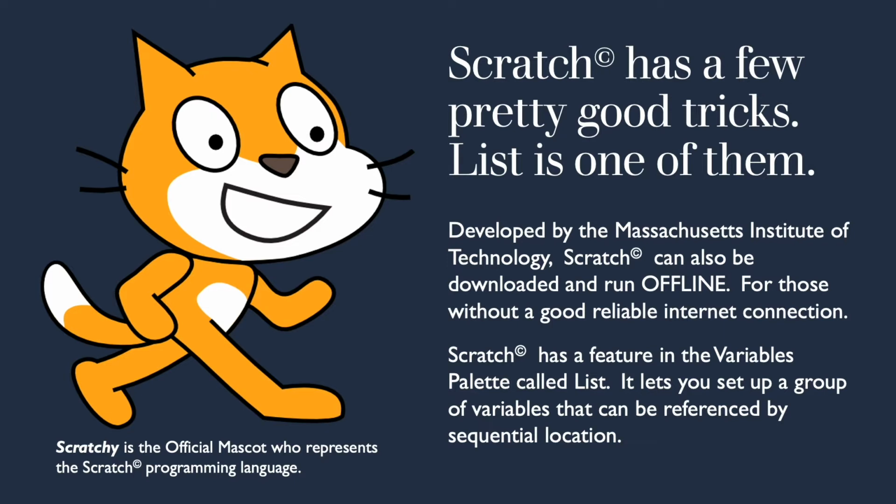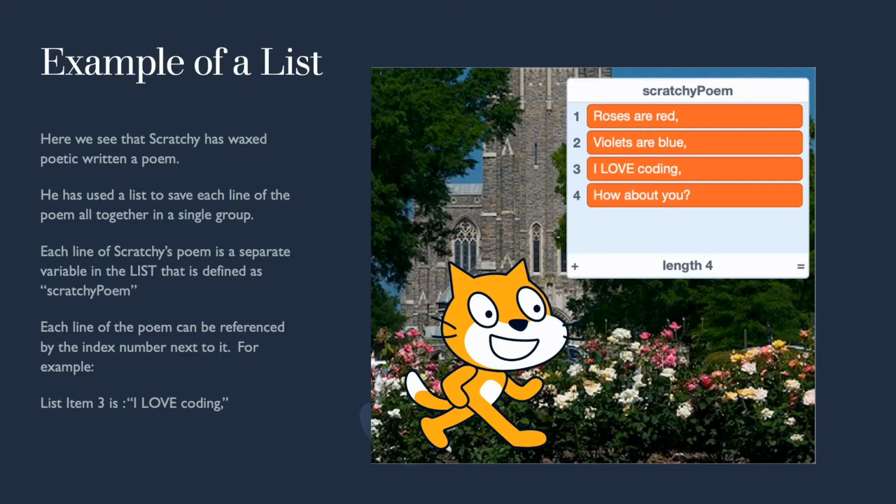Dang, forgot what we're going to talk about. Oh yeah, lists. This is what a list looks like. As Scratchy was walking among the roses at Duke, inspiration just overcame Scratchy. The result is this poem where every line is saved as a variable within a list. Roses are red, violets are blue. I love coding. How about you?